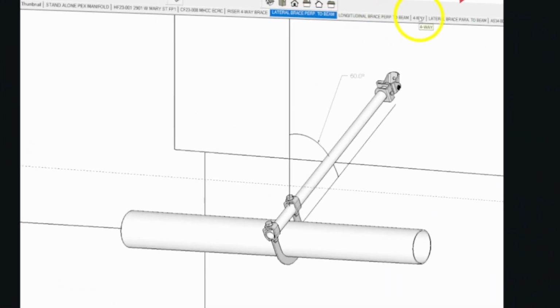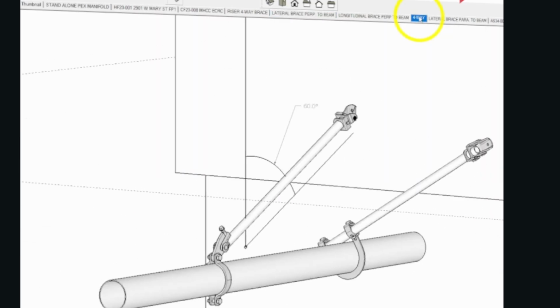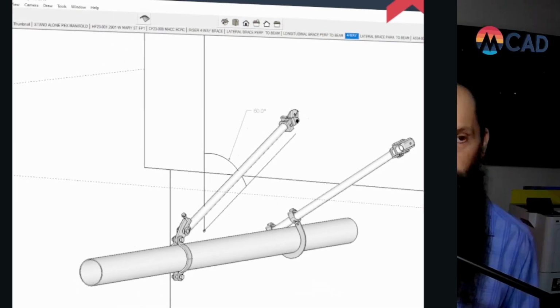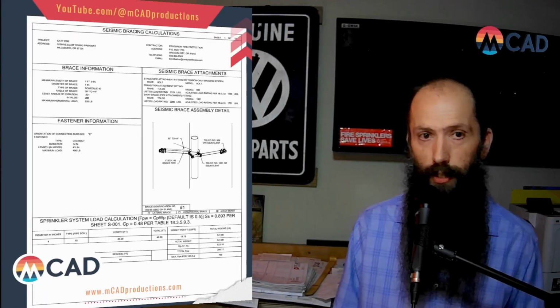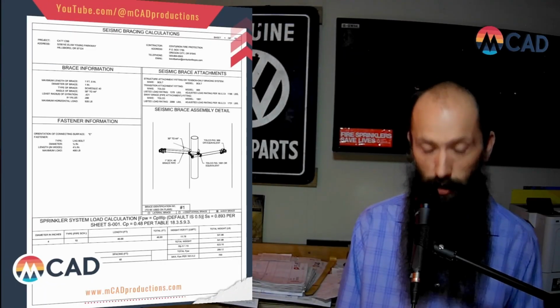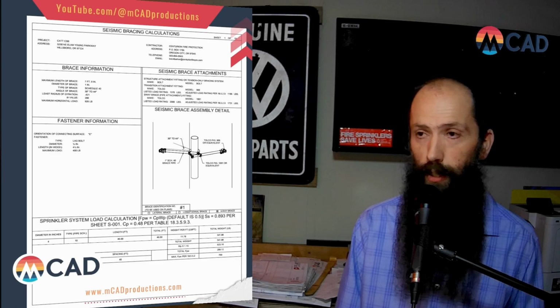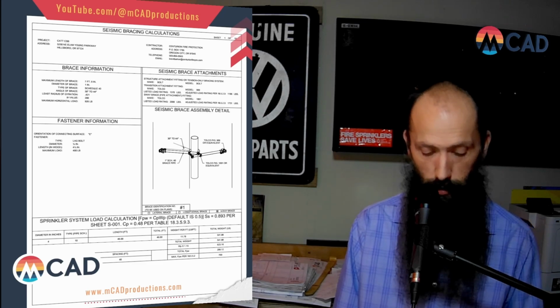And this is, let's see, that would be a lateral brace. Here we are on a lateral and a longitudinal brace. And I think that's the last one for this. If we go to the next slide, you can see this is where it ends up. That's the details that we export and put right onto our seismic bracing calculations.